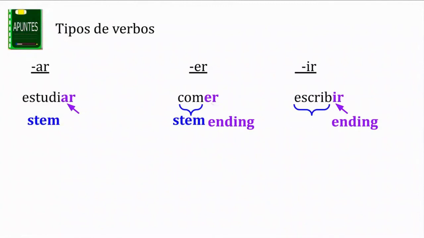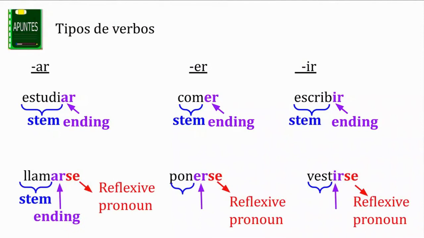So, reflexive verbs also have the stem and the ending. But in addition, these verbs have se attached at the end. And this is how you will be able to identify a reflexive verb. The se added at the end of the verb is called a reflexive pronoun.